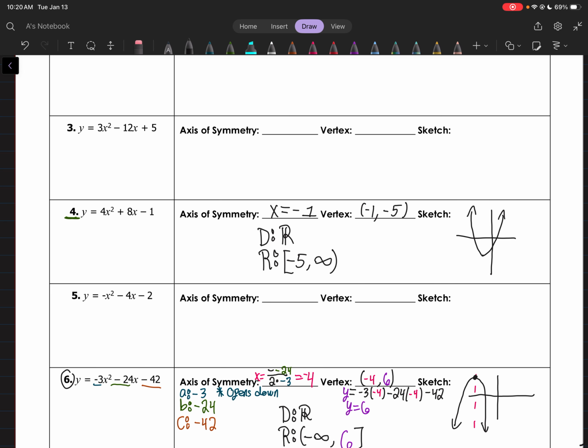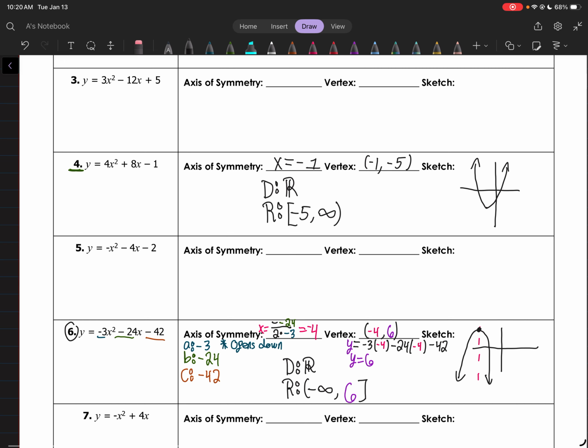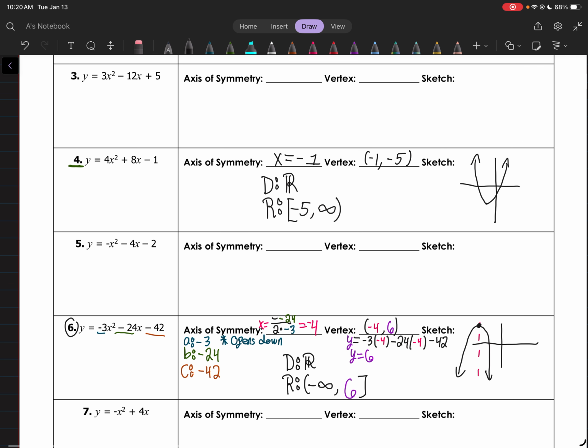Use Desmos because it will help you and it will speed up the problems. All right, try number 3 and 5 and 7 with Desmos. All right, I'm going to show you the answers for these and we are done.